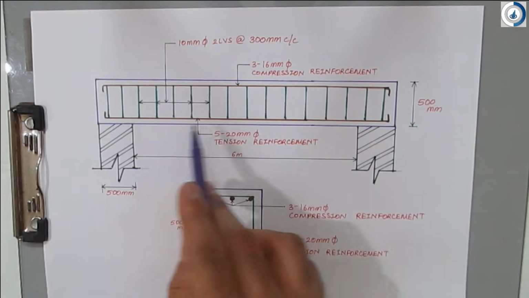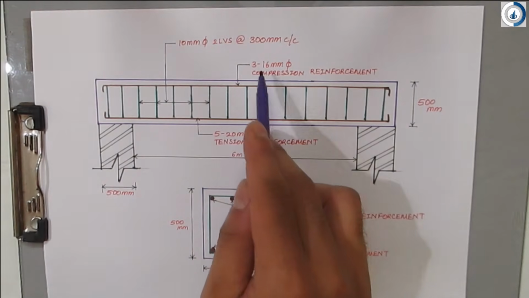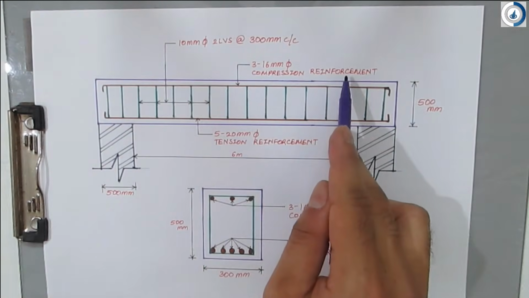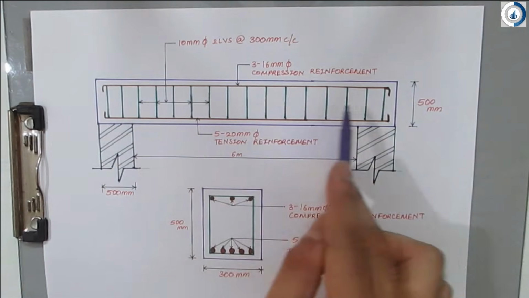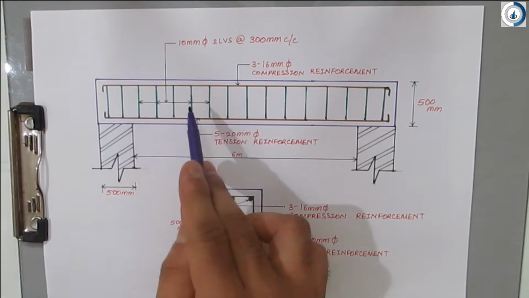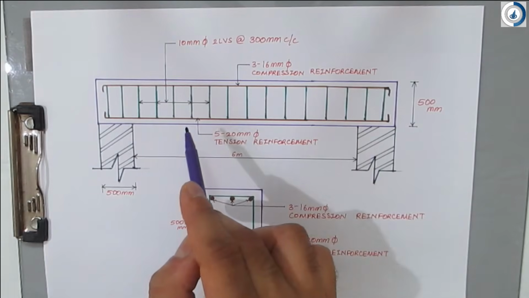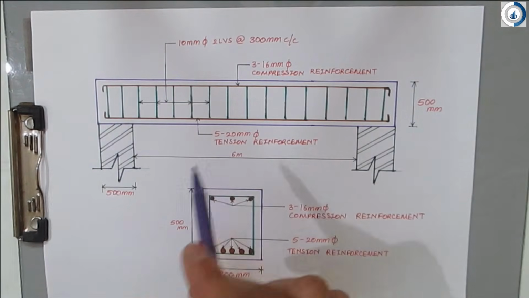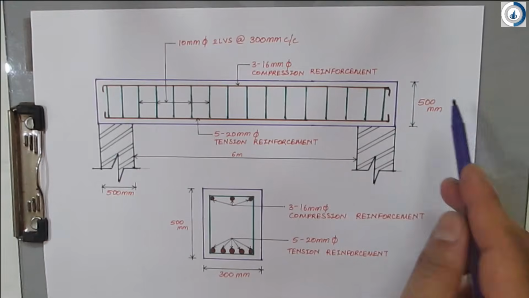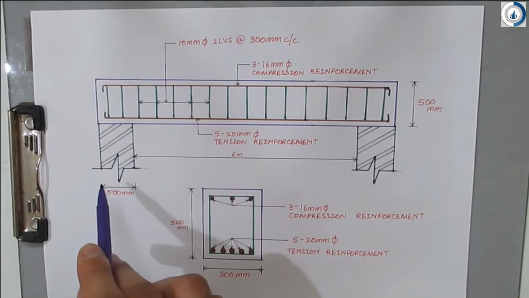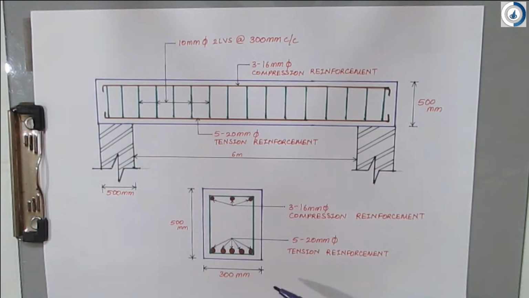So the bottom bars, that is 5 bars of 20 mm phi, I have shown as tension reinforcement. These 3 bars of 16 mm phi are compression reinforcement, and this is 10 mm phi 2-legged stirrups at 300 mm center to center spacing. So I have given the same spacing throughout. You can give less spacing here, that is 200 mm, and gradually provide 300 mm at the center, because the shear force will be minimum at the center. The overall depth is 500 mm, the width of support is 500 mm, and here I have shown the cross section.